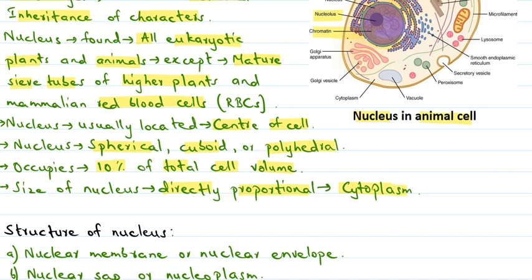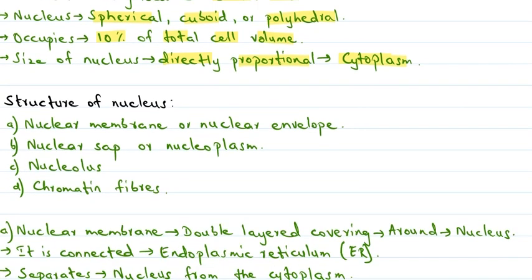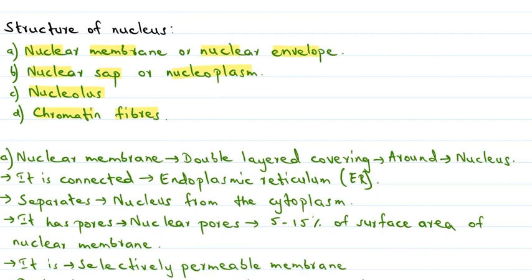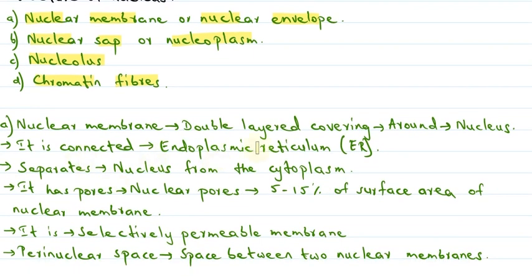Then we studied the structure of the nucleus. The nucleus is made up of these structures: one is the nuclear membrane or the nuclear envelope, then there is nuclear sap or nucleoplasm, then the nucleolus and chromatin fibers. First we studied the nuclear membrane. So what is a nuclear membrane? It is a double layered covering that is present around the nucleus. As we discussed earlier, this nuclear membrane is connected with the endoplasmic reticulum, that is the ER.